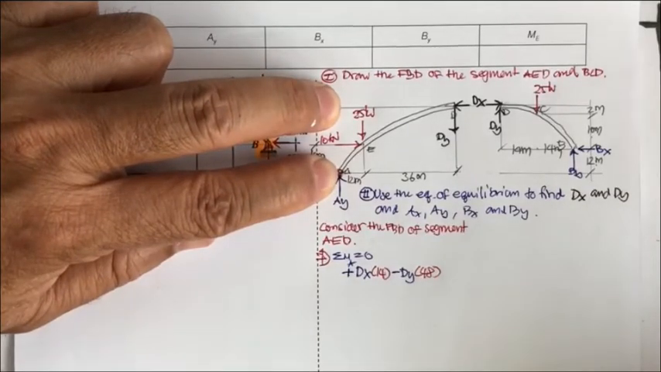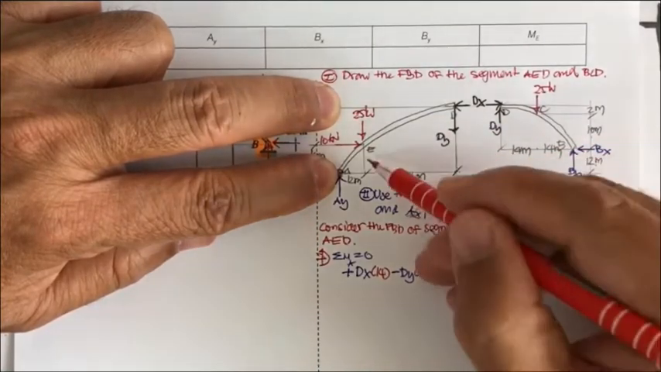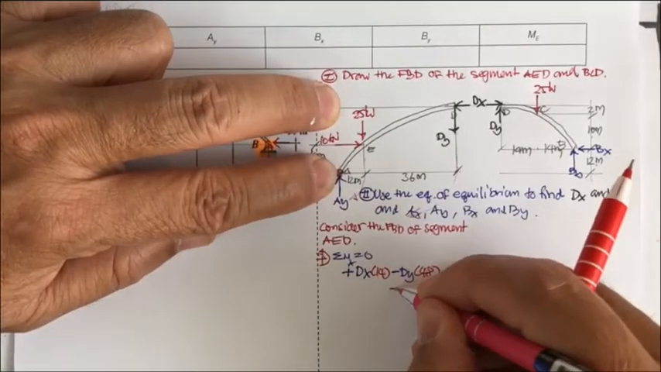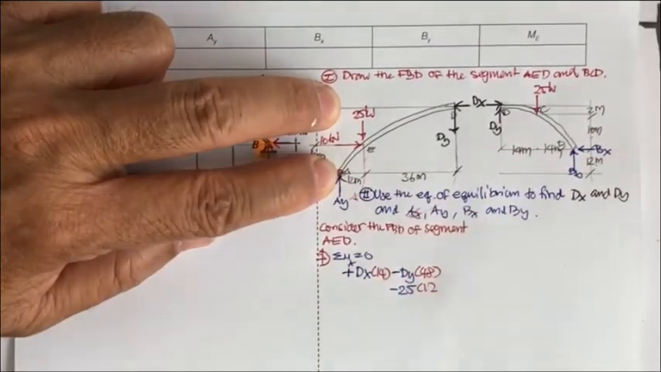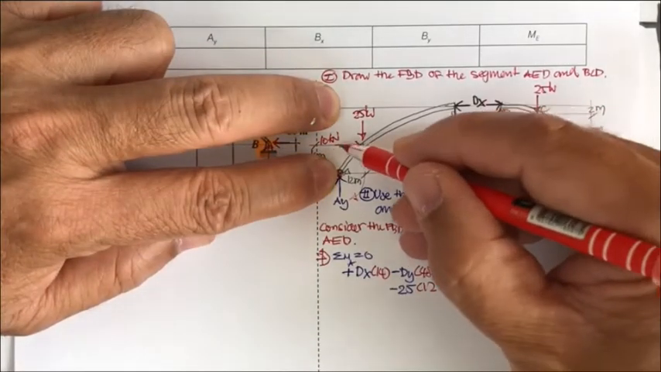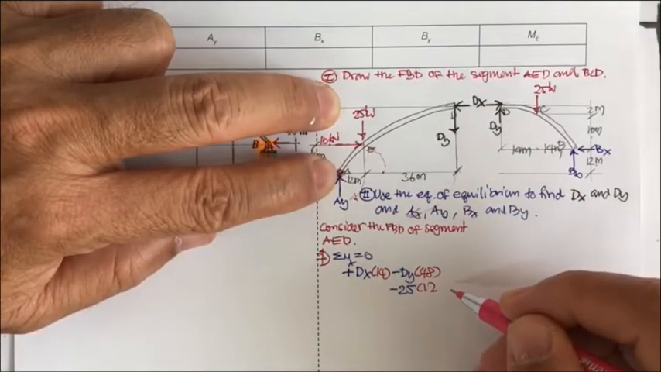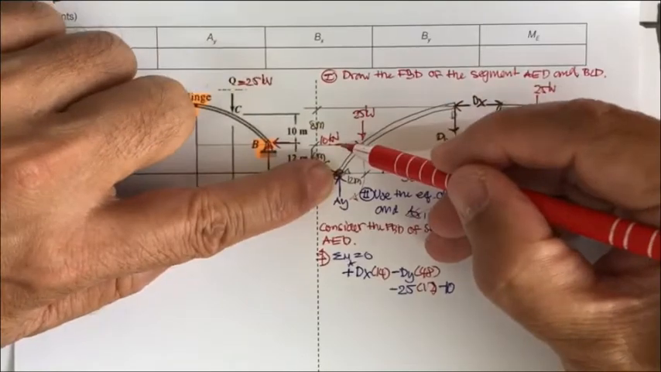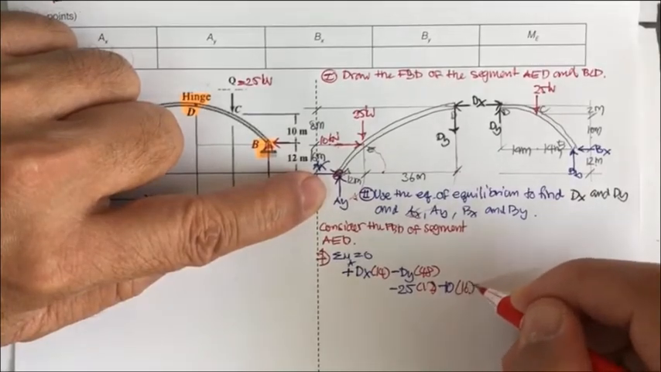And also, what do we have? The 25. The D sub y rotates like this, and the 25 also does like this, so it's going to be minus 25 times 12. Okay, and then what do we have? We have 10. The 10 also tries to rotate this, so you're going to have minus 10, and then you have to times what? The 10 is up here. The height over here is 16, so times 16 equal to 0.